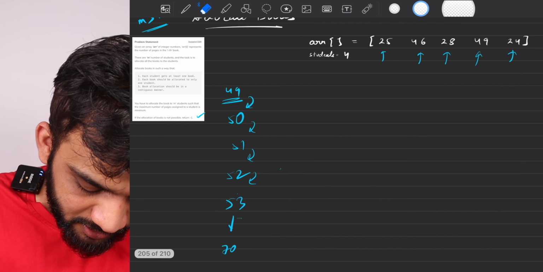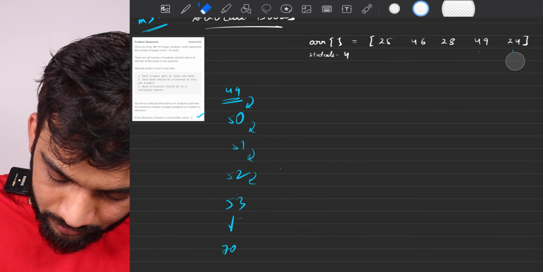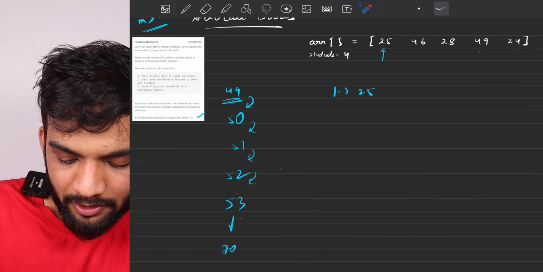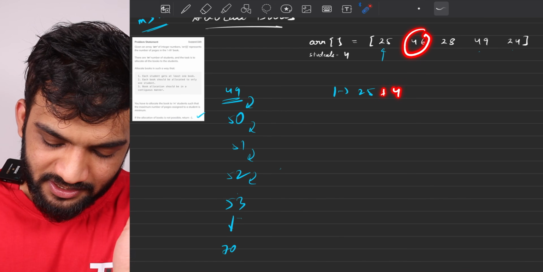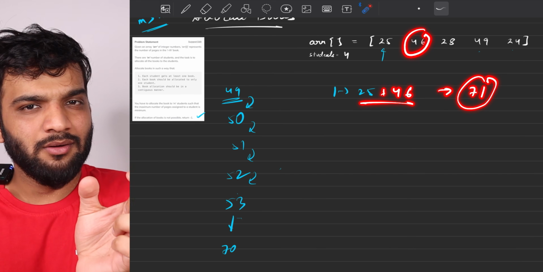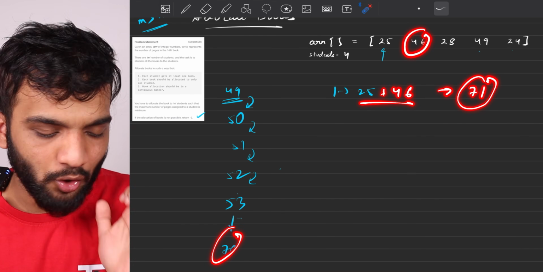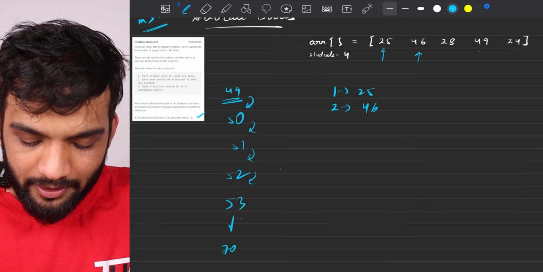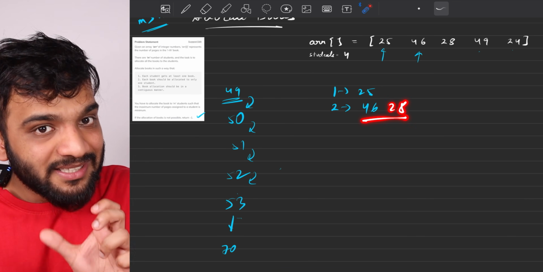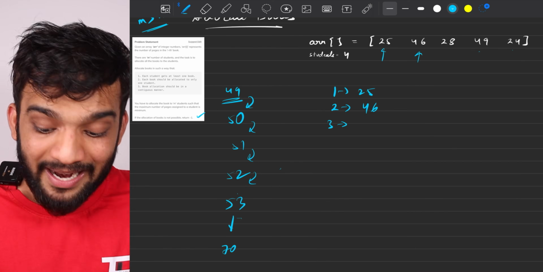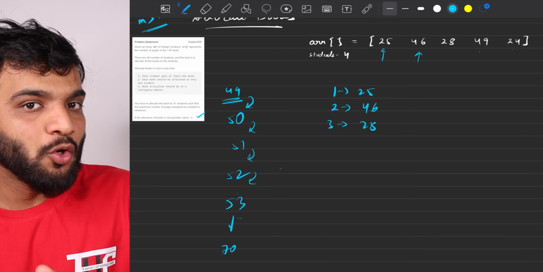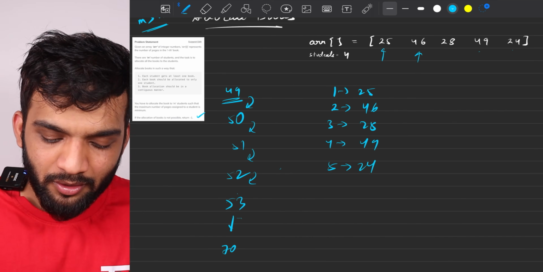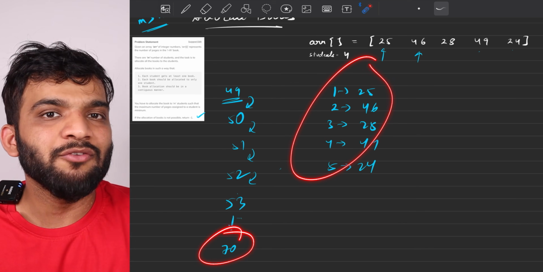For 70, let me erase this as well. Again I'm at 25. It takes 25. But the moment it tries to take 46, it is actually 71, so it is exceeding 70 and he cannot. At 2, it will take 46. Can he take 28? If he tries to take 28, that will exceed 70, so he cannot. At 3, he will take 28. Can he take 49? No, it will exceed. So student 4 will take 49, and student 5 will again take 24. Again with 70 also, I'm taking 5 students.